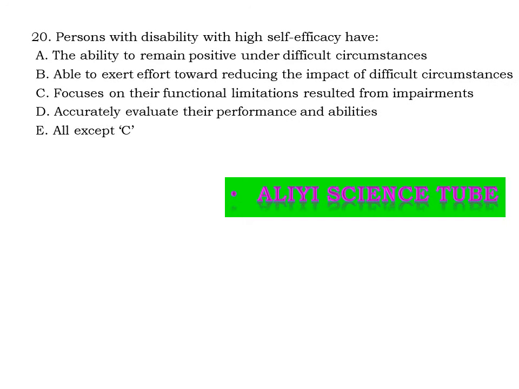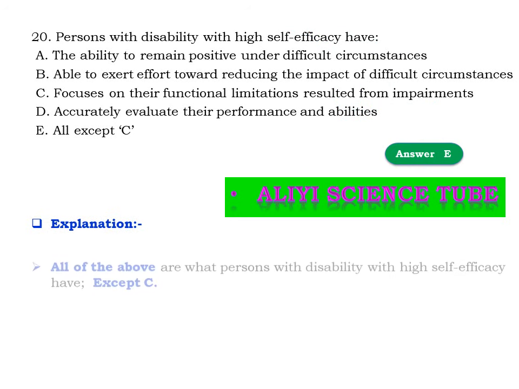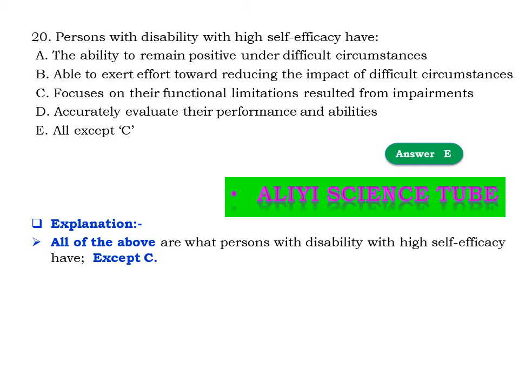Question number 20, a person with disability with high self efficiency have A, ability to remain positive under difficult circumstances. B. Able to exert effort toward reducing the impact of difficult circumstances. C. Focus on their functional limitation resulted from impairments. D. Accurately evaluate their performance and disability. E. All except C. So the answer is E. Let us see explanation. All of the above are what person with disability with high self-efficiency have, except C is not.